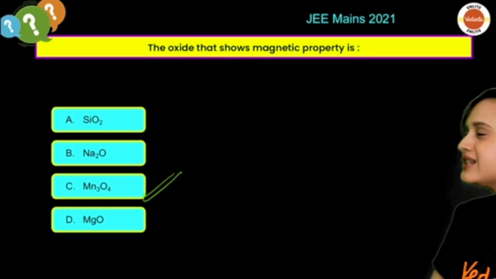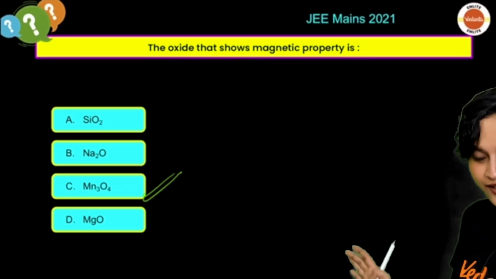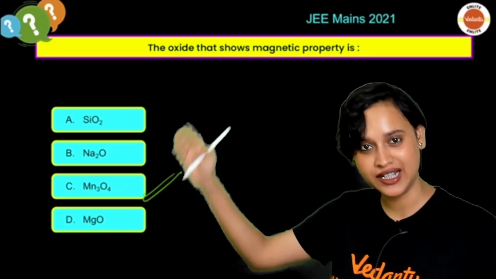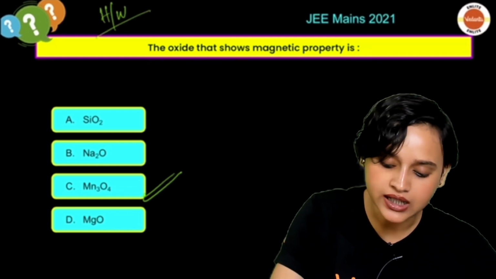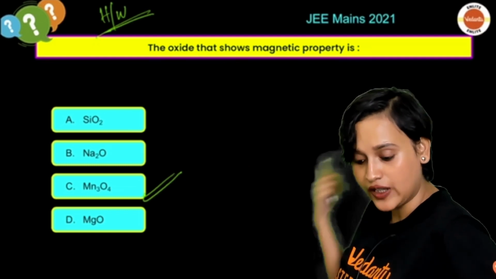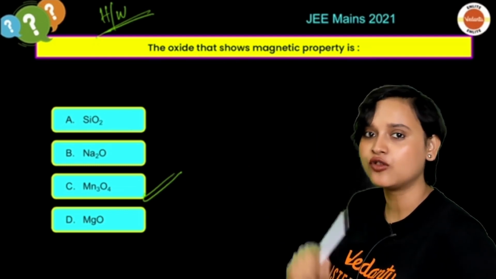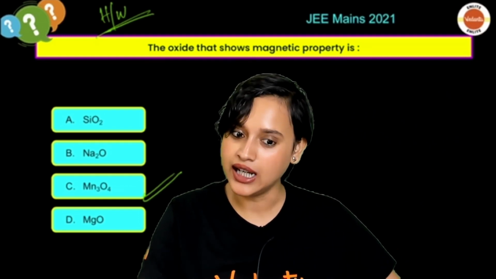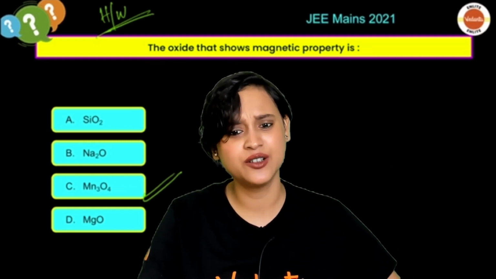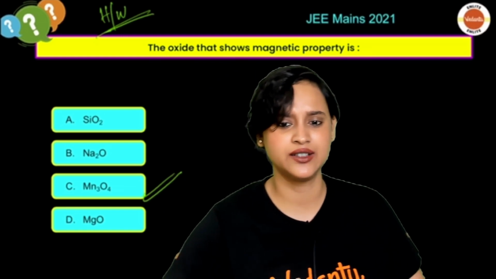Now what you can do is calculate for all of these, and find out why it is Mn3O4. Let me give it to you as homework. Calculate for all of them and figure out why only Mn3O4 has magnetic properties and why not the others. Will you all do that? I really hope that you do that.